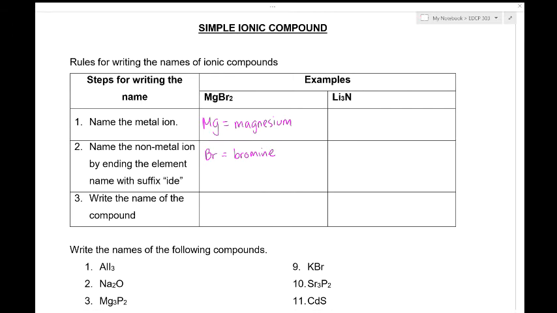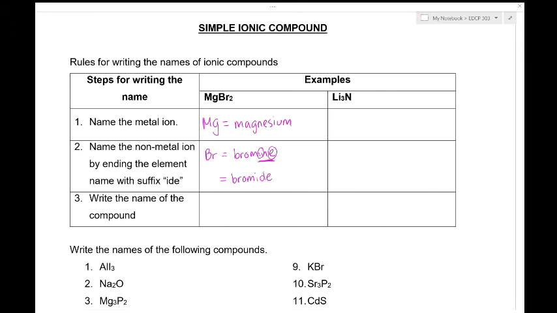Now, the tricky part is, which letters do we cut off? How do we add IDE? The trick is to take away the last two vowels. Here we have E and I, so I am going to isolate INE, and I'm going to change that to bromide. Instead of INE, I have the ending as IDE.